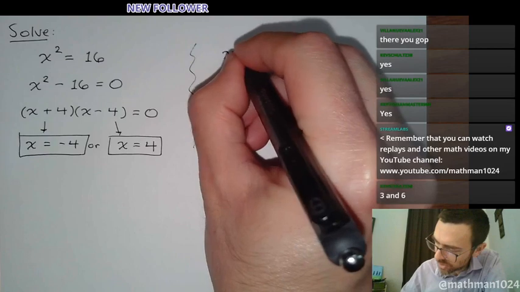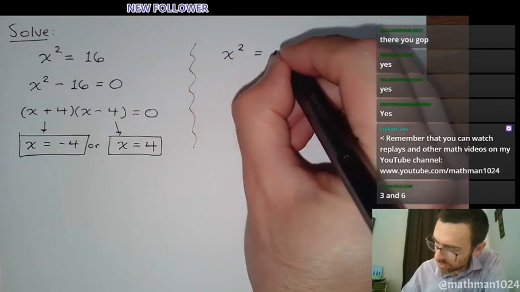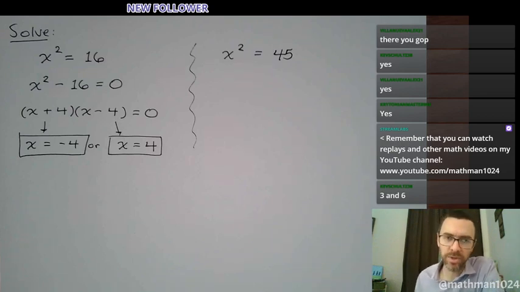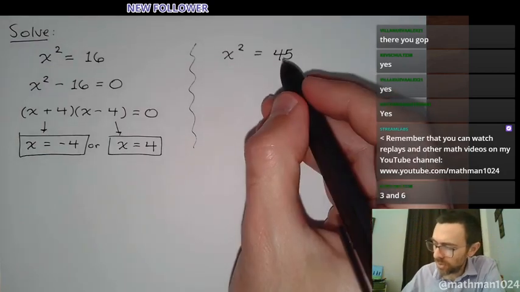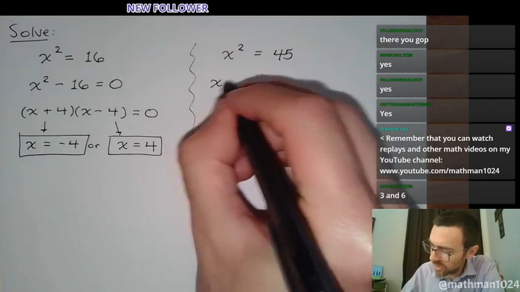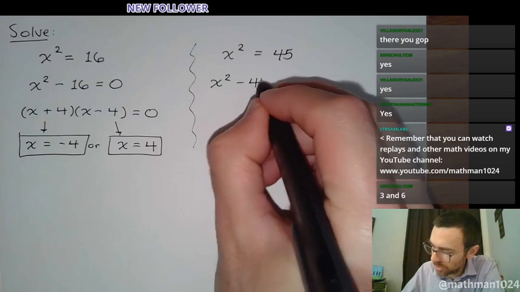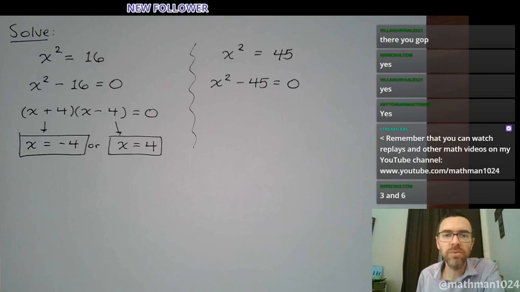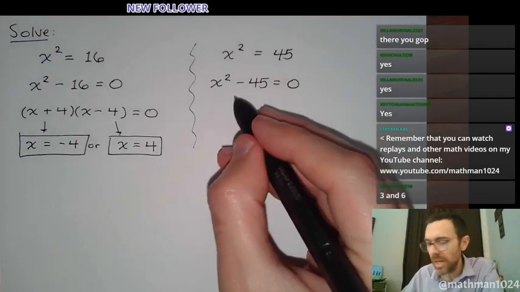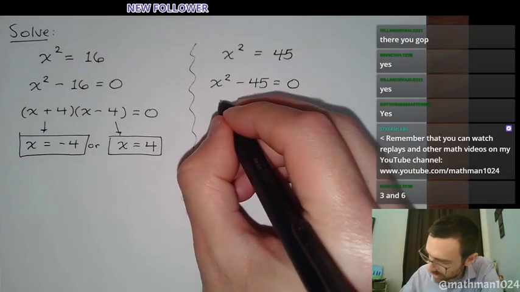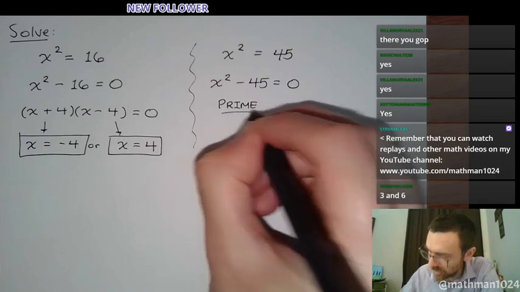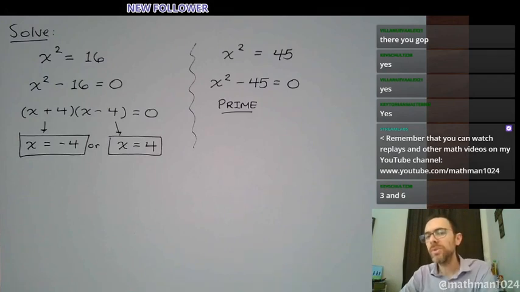Now, if I have x squared is equal to 45, well, it's very likely that I'm going to run into a problem here, because if I try to move the 45 over to the left, just like I did the 16 in the previous problem, look what happens. I get x squared minus 45 equals 0, but this guy doesn't factor. In fact, this polynomial is prime, but it doesn't mean there's no solution.